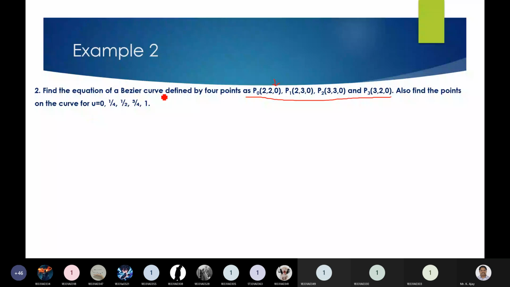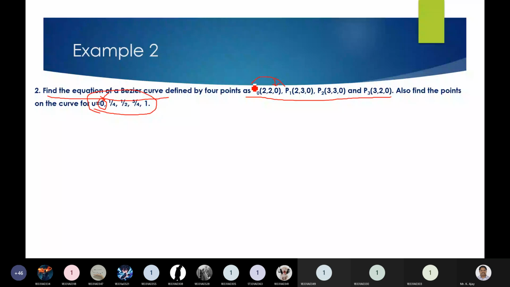For all these 4 points, you need to find out the equation of the Bezier curve, and then not only the midpoint, they are asking you to find out more points: at u is equal to 0, at u is equal to 1 by 4, 1 by 2, 3 by 4, 1. So they are asking you to find out 4 points on the Bezier curve. But frankly speaking, out of 4 points, you already know 2 points. Why? Because at u is equal to 0, the curve is passing through the first point, right?